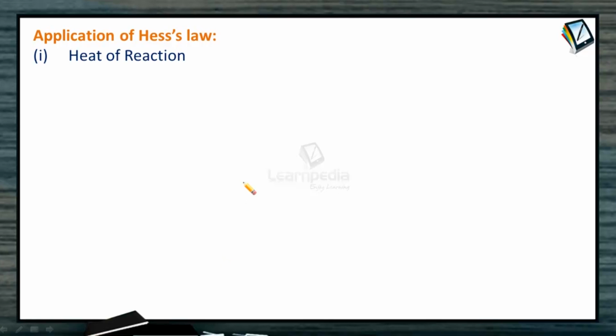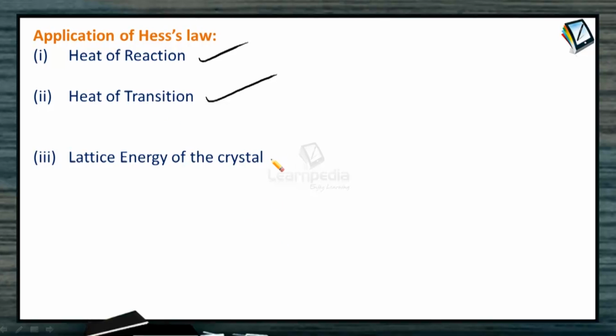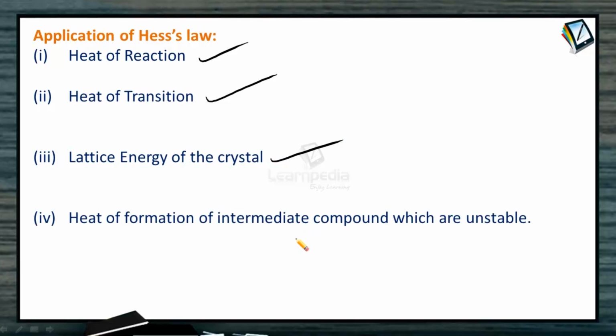First, we can find out the heat of reaction. Then we can also find out the heat of transition when one allotropic form is converted into another allotropic form, and we already know the meaning of heat of transition. We can also calculate the lattice energy, which we have done in chemical bonding, isn't it? And we can also calculate the heat of formation of intermediate compounds which are unstable.